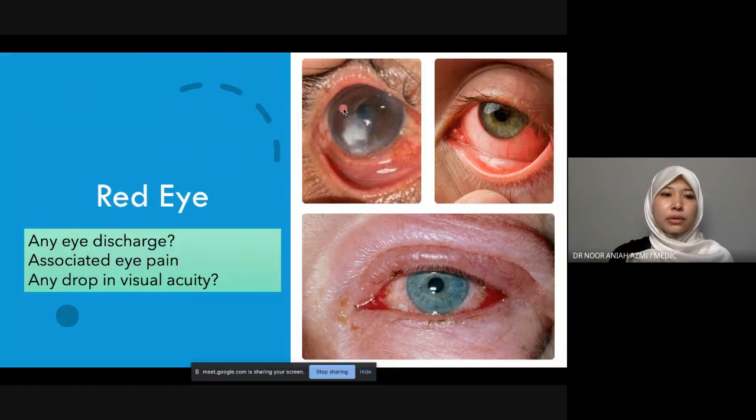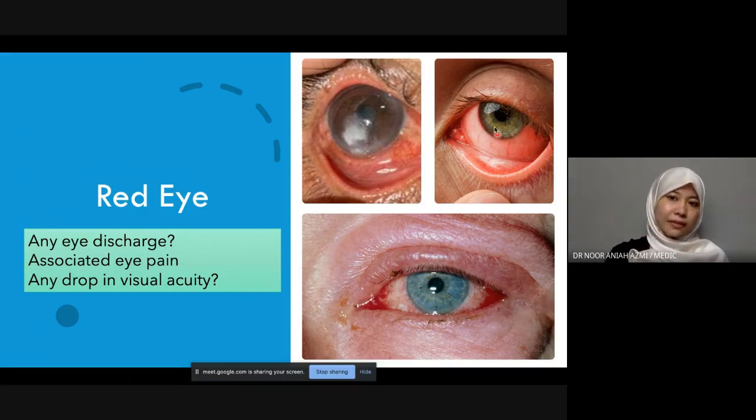Okay. All right. So if it's the red eye, we have to ask, is there any eye discharge, or is it just the red eye only, or is there any pain, any drop in visual acuity? So you see, all these three symptoms are the common ones. I said three alarming ones. Okay. Let's look at this picture. This patient has a red eye, and then there is a corneal opacity. Patients like this usually complain of eye pain, reducing visual acuity, and most often an eye discharge, because this looks like a corneal ulcer that is healing.